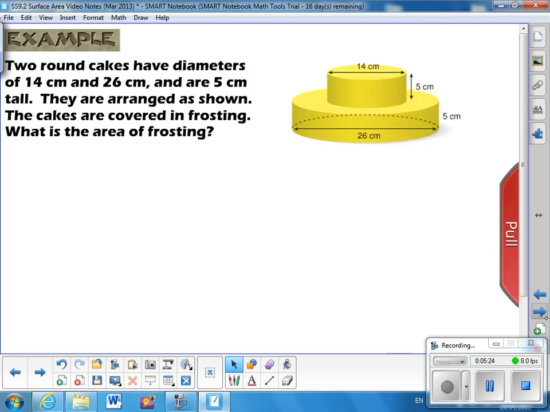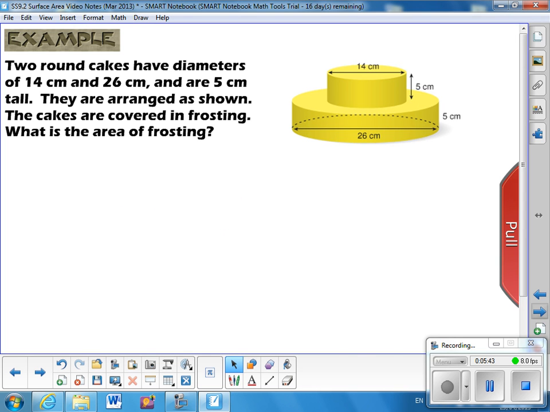Okay, the next one we're going to look at is cylinders. Two round cakes have diameters of 14 and 26 and are 5 centimeters tall. They are arranged as shown. The cakes are covered in frosting. What is the area of the frosting? Okay, so we need the surface area of the cakes to be able to frost them.